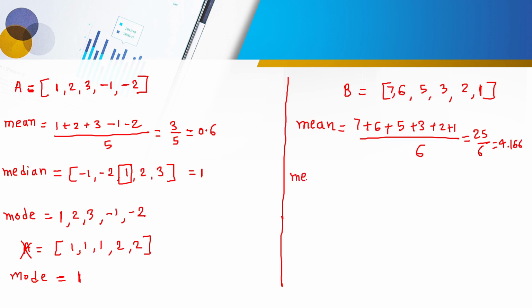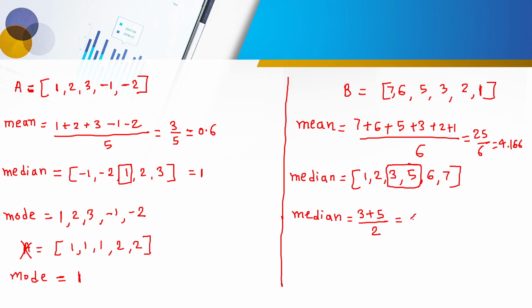Now what is the median in this case? How to calculate the median? Initially you arrange all the elements in the proper way, that is, in ascending order: 1, 2, 3, 5, 6, 7. Now what is the middle element? The total number of elements is 6, which is an even number. In this case, which two elements are at the center? We have these two elements at the center, 3 and 5. So the median is calculated as the average of both: 3 plus 5 divided by 2, which is 4. So I have a median of 4.